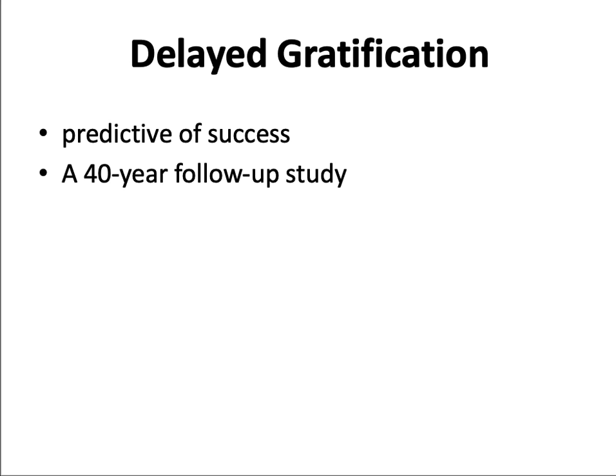Delayed gratification. One common challenge in self-regulation is postponing immediate gratification in the pursuit of long-term goals. The ability to delay gratification is predictive of success in life. Those who can are more socially competent and better able to handle frustration. The ability to delay gratification in children has been found to predict higher SAT scores and better school grades. A 40-year follow-up study found the ability to delay gratification remained stable into adulthood.